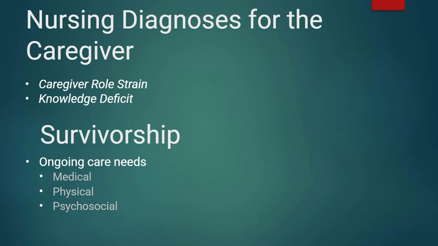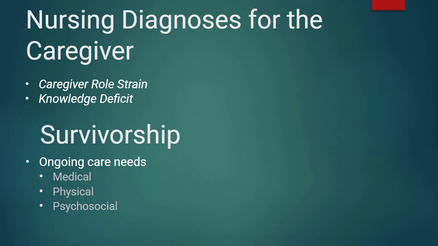Caring for a patient with cancer doesn't just affect the patient, it also has a big impact on the caregiver. Two common nursing diagnoses for caregivers are caregiver role strain. Family members often feel exhausted or overwhelmed by the physical and emotional demands of caring for someone with cancer. And knowledge deficit. Caregivers may not know how to provide safe care at home, such as managing medications, preventing infection, or supporting nutrition. Nurses play a vital role in teaching and supporting them.